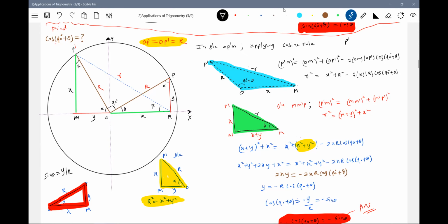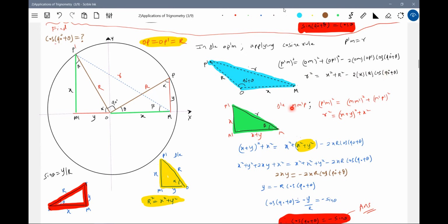Let me substitute here. So OM we defined equal to x, and OP dash is equal to capital R, cos of 90 plus theta. Okay, somehow we have brought one equation. Let's keep this as it is.